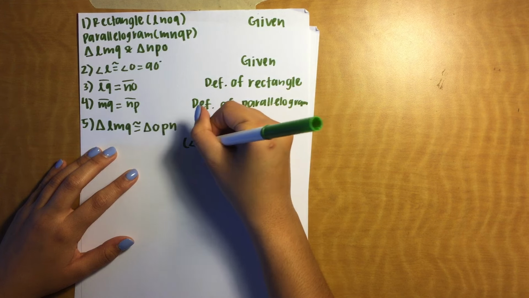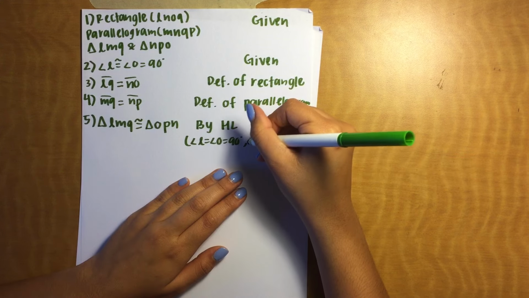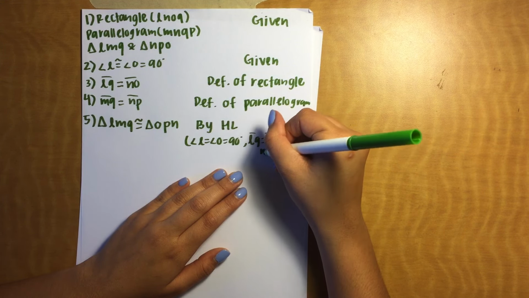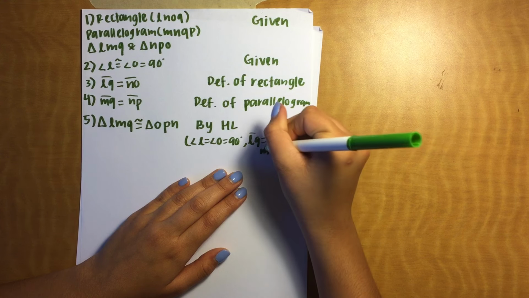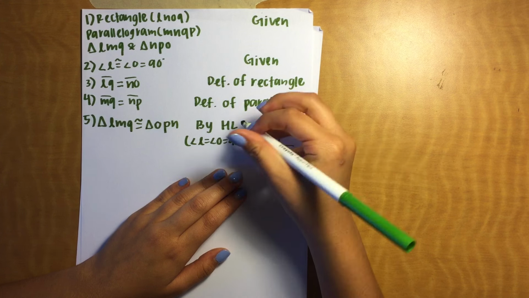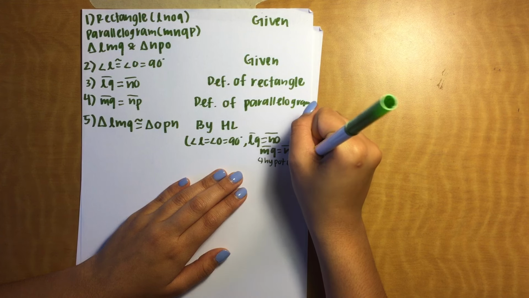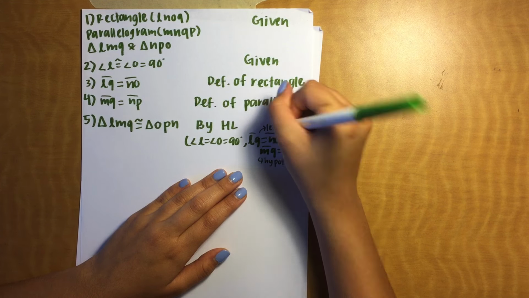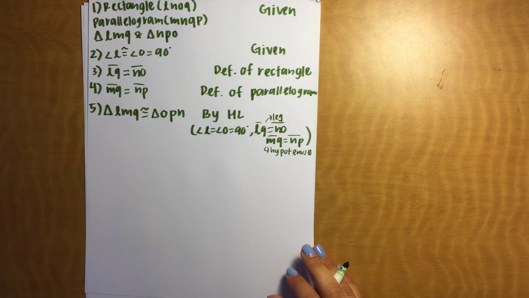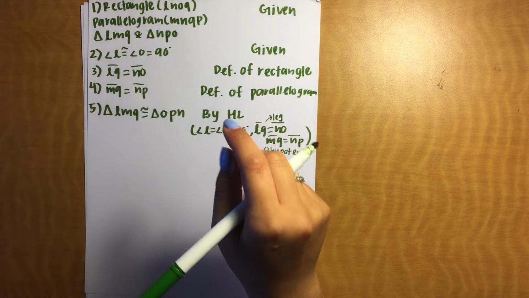So we know angle L equals angle O, which equals 90. We know LQ equals NO and MQ equals NP. So this right here, MQ, is the hypotenuse, and this one is the leg. So we know that these are congruent. Okay, so now let's look at the area.